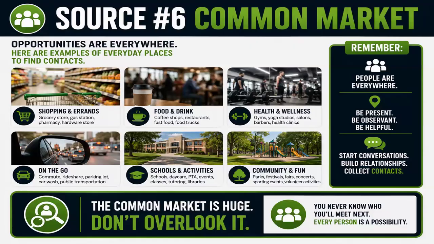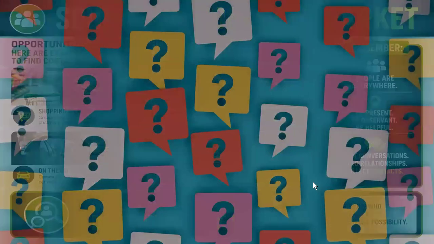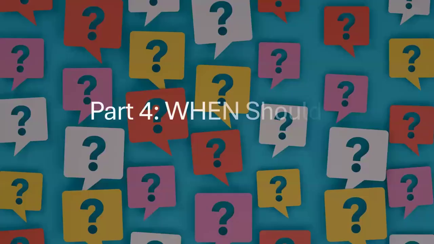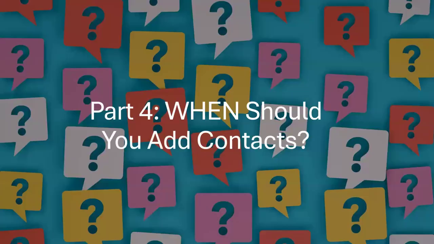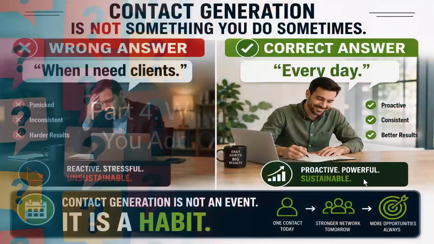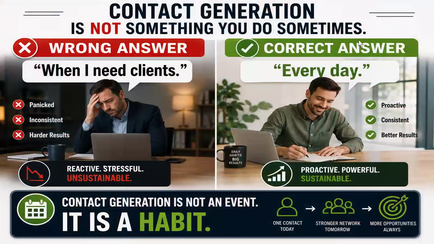The common market is huge. Don't overlook it. You never know who you'll meet next. Every person is a possibility. You don't want to think every person is a possibility for rejection. You want to think every person is a possibility for a bridge that could blow your business up in terms of partner growth, client, whatever it might be. When should you add contacts? This is pretty much a rhetorical question. Contact generation is not something that you do sometimes.